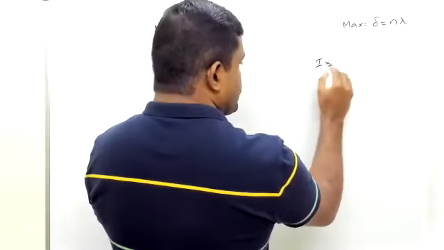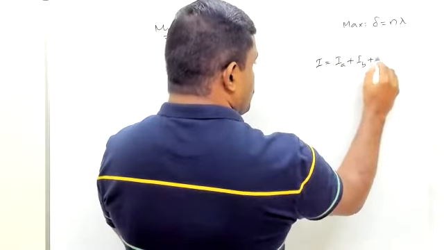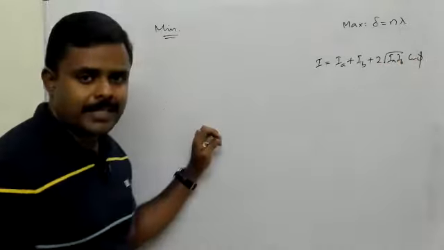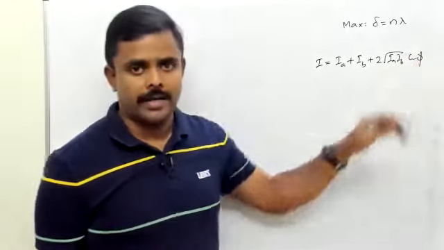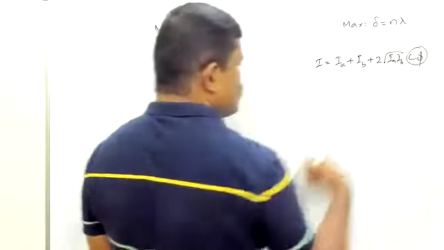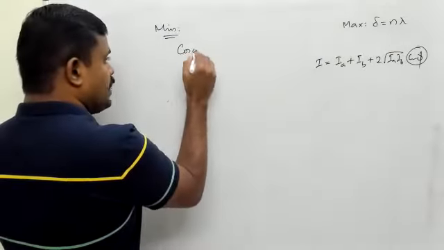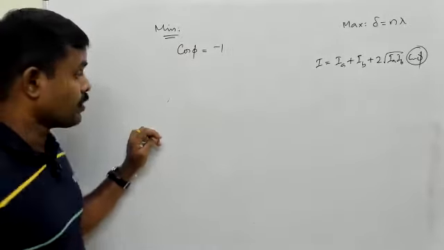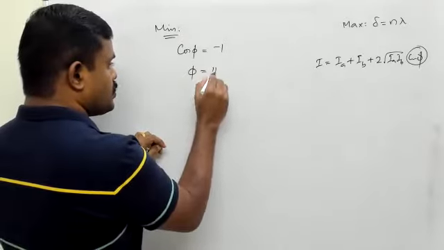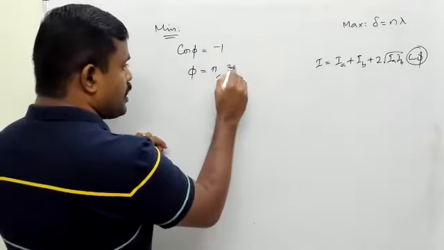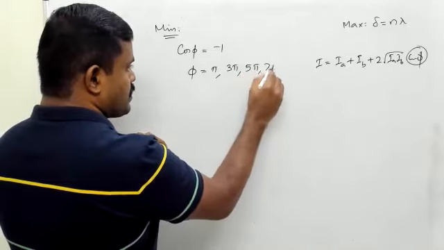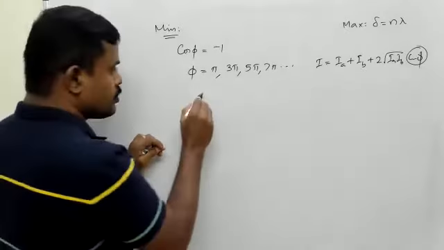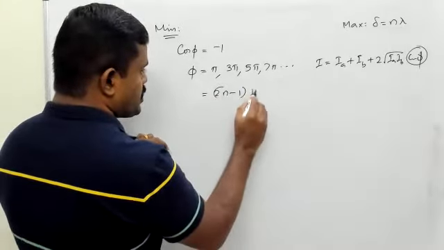You remember this equation? I is equal to IA plus IB plus 2 root IA IB cos phi. For this to be maximum, I told you that cos phi has to be 1. And if this is to be minimum, cos phi has to be minus 1. The minimum value for cos phi is minus 1. Cos pi is minus 1. Cos 3 pi is minus 1. Cos 5 pi is minus 1. Cos 7 pi is minus 1. Look at that. They are all odd multiples of pi. So I can generalize it as 2n minus 1 into pi.